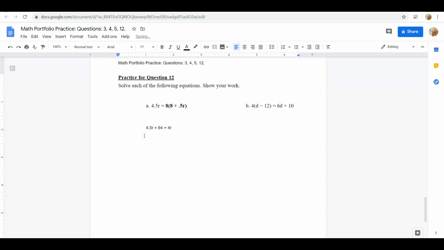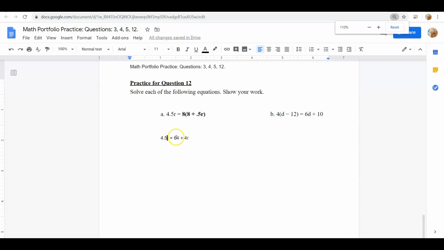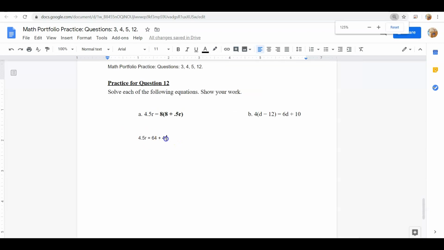We have completed our first step. We distributed out the parentheses. And now we need to solve it very similarly to the way that we solved the other equations in the first problem. So question number 3. You'll notice that in this equation, there is an r on both sides. So we have r on the right side of the equal sign, and we have an r on the left side of the equal sign.